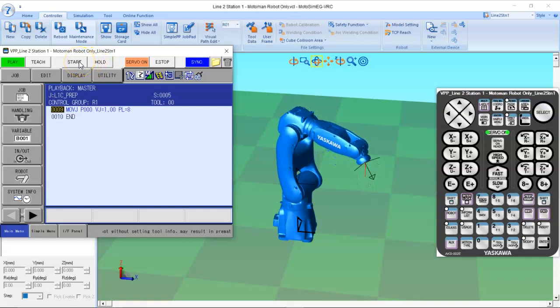Now it has already reached the approach position and it is moving back to the ready position with a position level of 8.